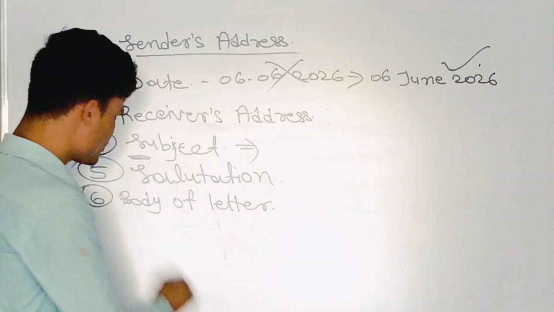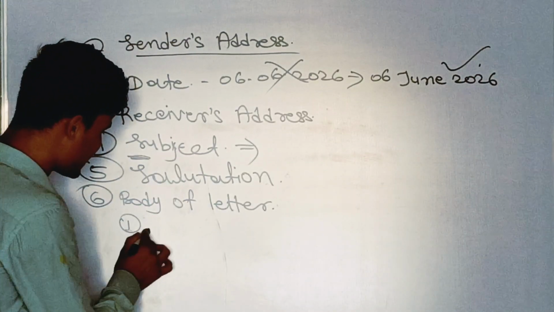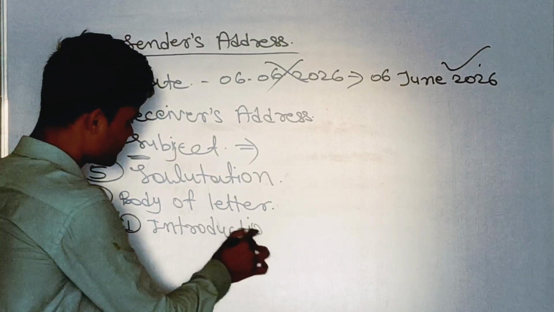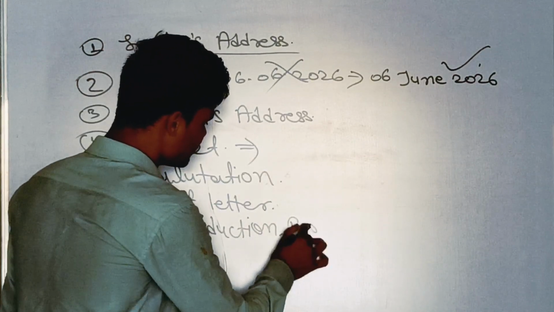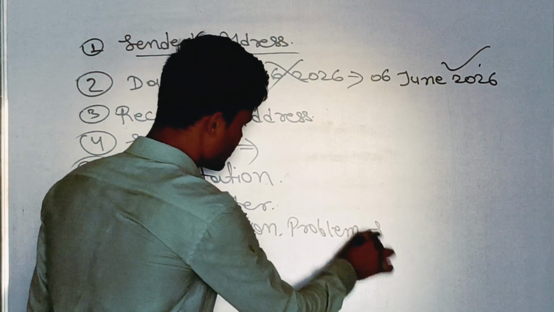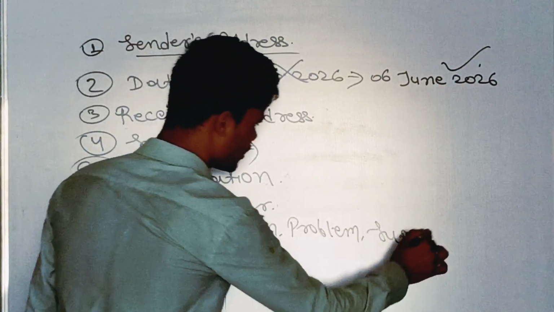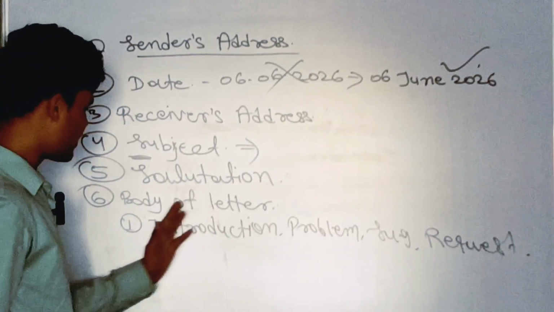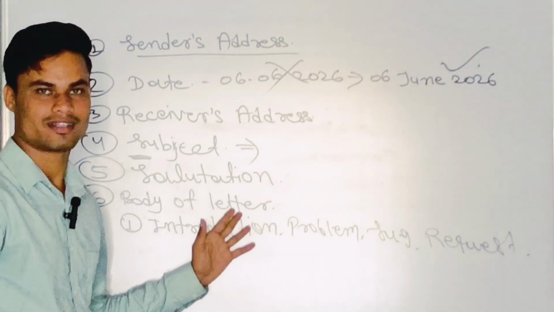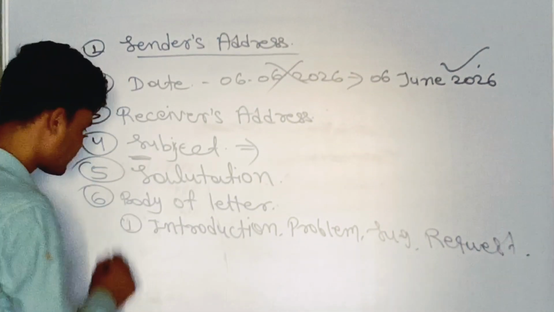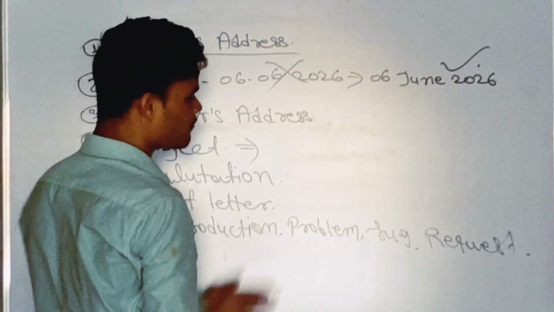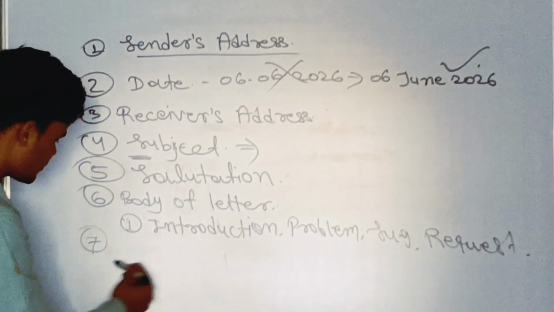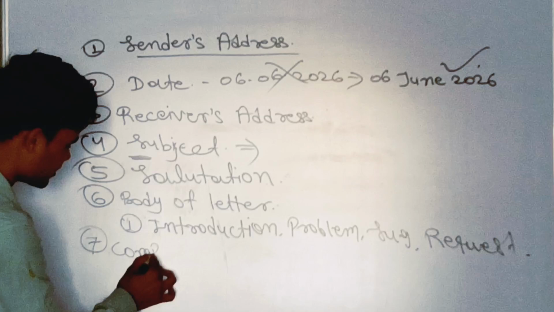In the body of the letter, you will have to write the introduction, problem, suggestion or request. All these things you will have to mention in the body of the letter. Clear? After mentioning introduction, problem, suggestion and request, you have to mention the complimentary closing.